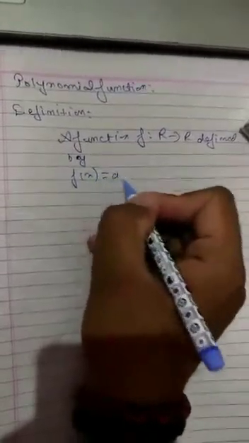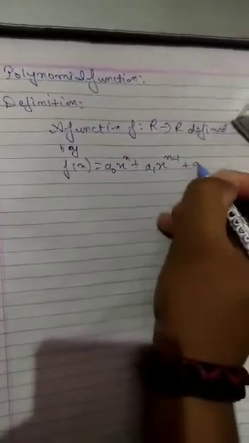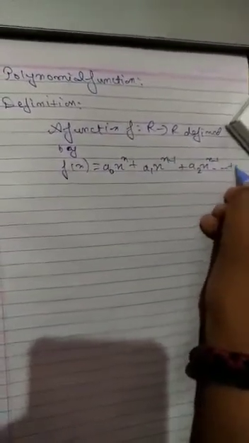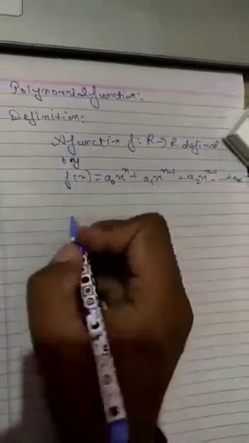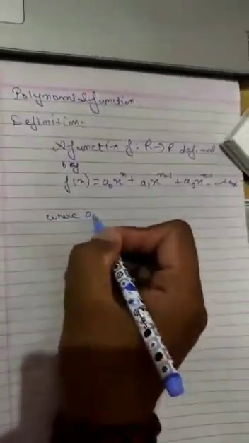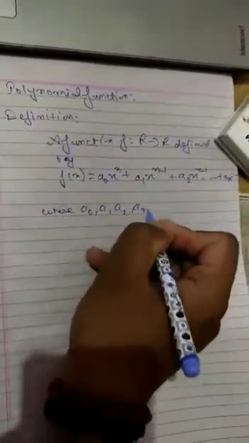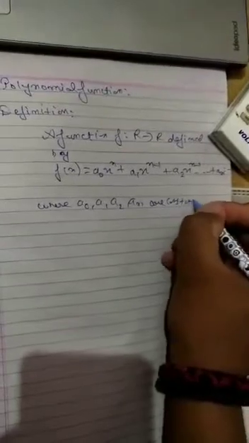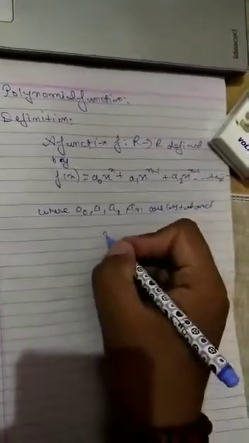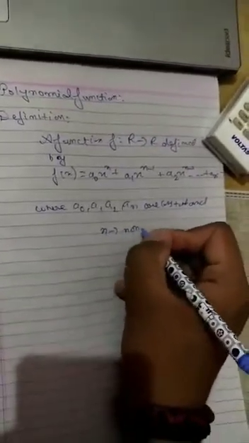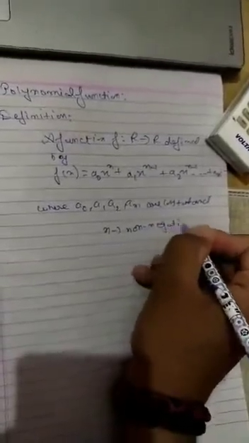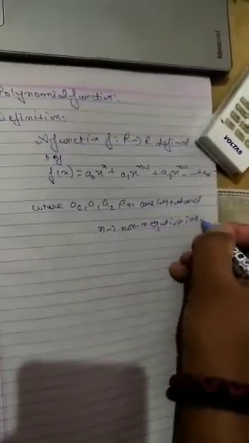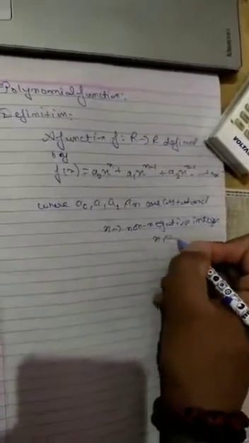f(x) is equal to a0 x to the power n plus a1 x to the power n minus 1 plus a2 x to the power n minus 2, dot dot dot, plus an, where a0, a1, a2, an are constants and n is a non-negative integer and x belongs to R.